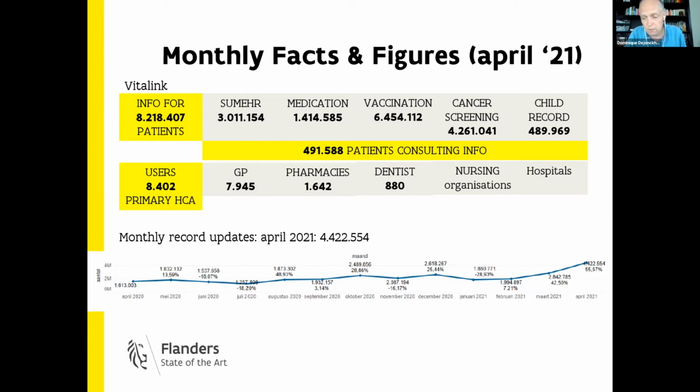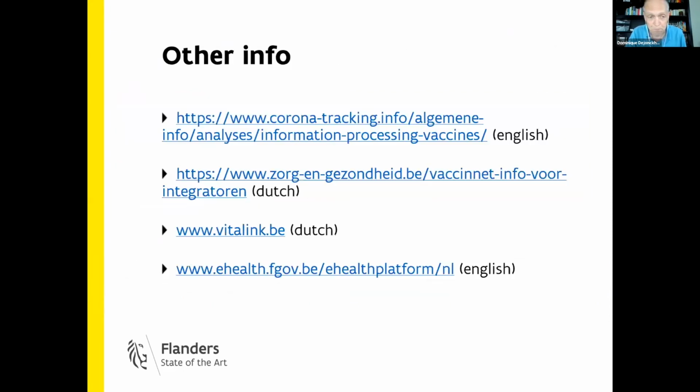And in the chart below, you see the evolution in updates per month on our system. So it is already in place since 2013 and is heavily used in Flanders at this moment, just like the other regional vaults.